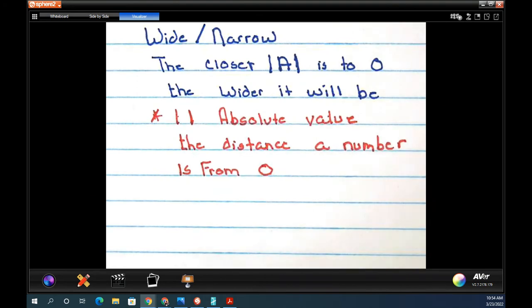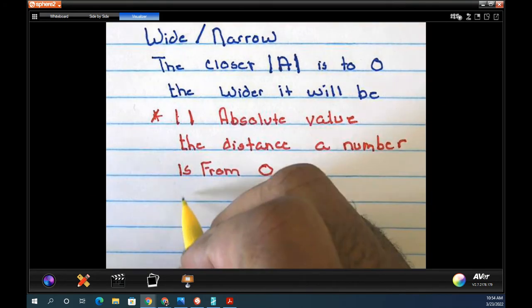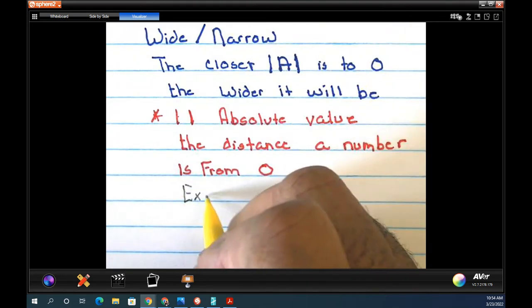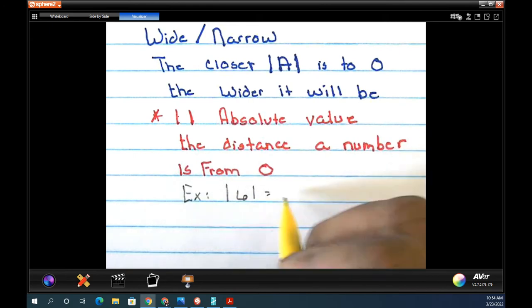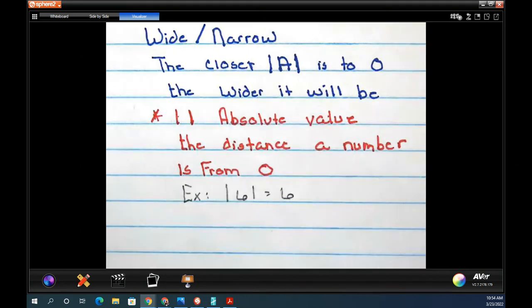Look at this example. Let me give you some examples. The absolute value of 6 is equal to 6. It is 6 steps from 0. Now, the absolute value of -3 is 3. When we're talking about absolute value, it's the distance a number is from 0. So, here's how we would look at it.